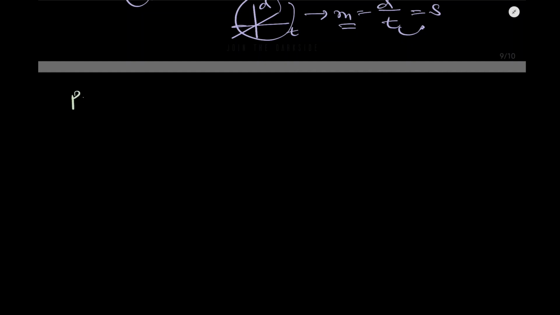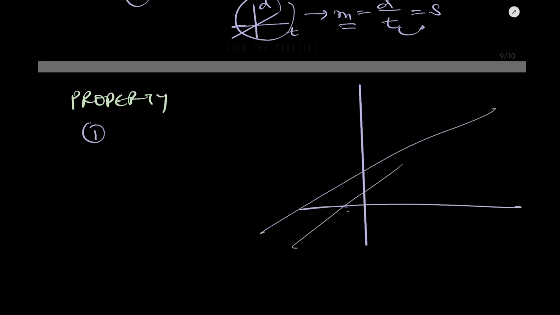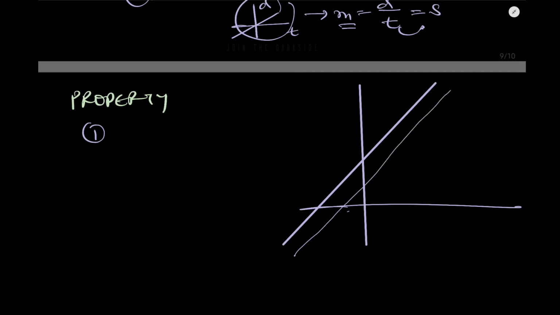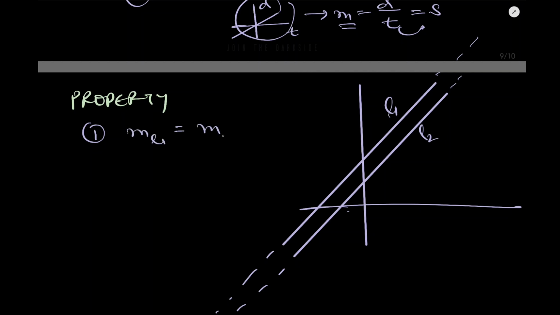So the first property is parallel slopes. Parallel lines are lines which never meet each other. Like this and this will not be parallel because they meet at a point. But if you have a line like this and a line that runs like this, these two will be parallel as they will never meet each other. You can even extend them and see they will not meet. So the slope of these lines will be the same. If this is L1 and this is L2, line 1 and line 2, the m of L1 will be equal to m of L2.